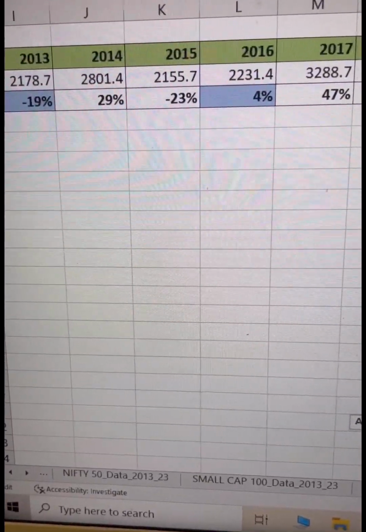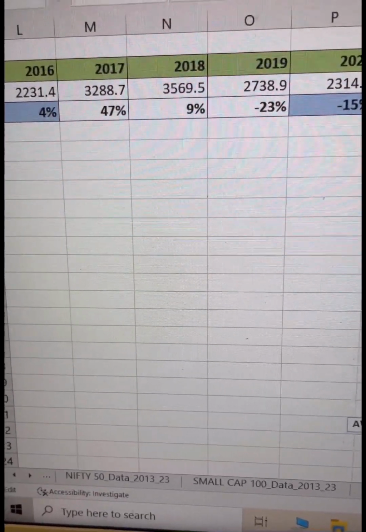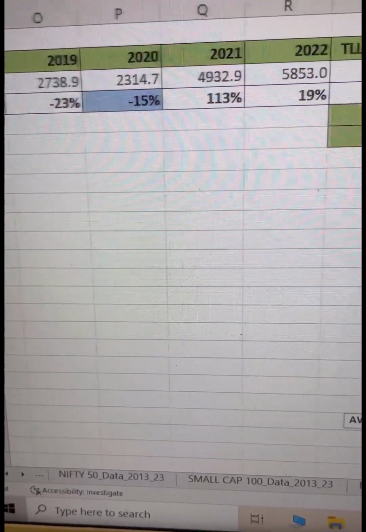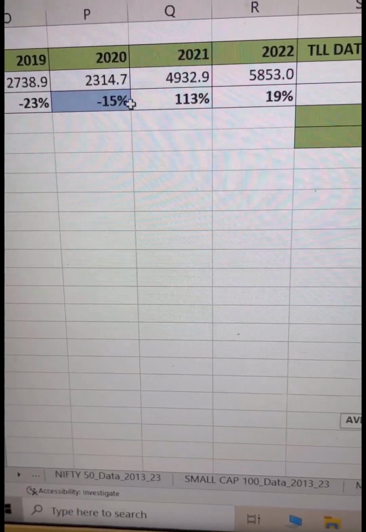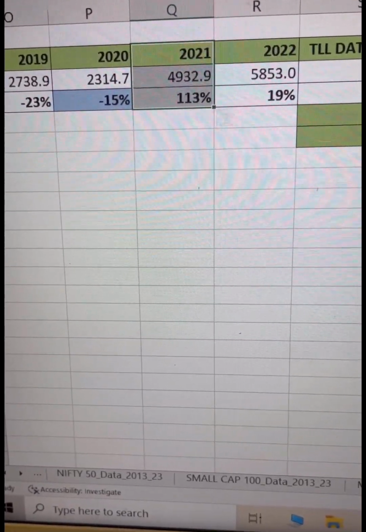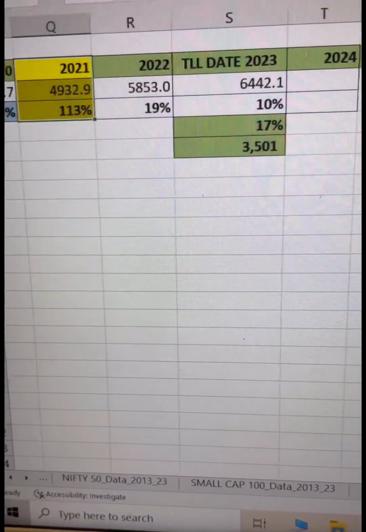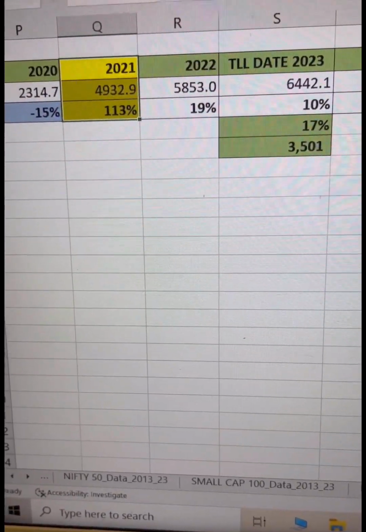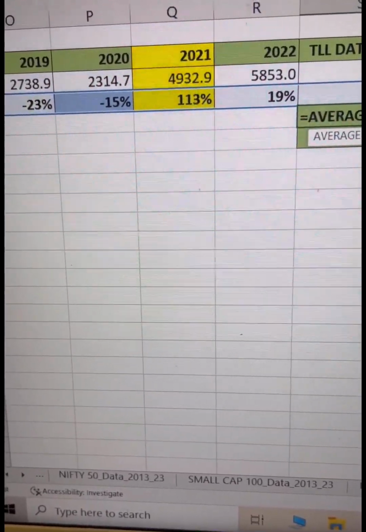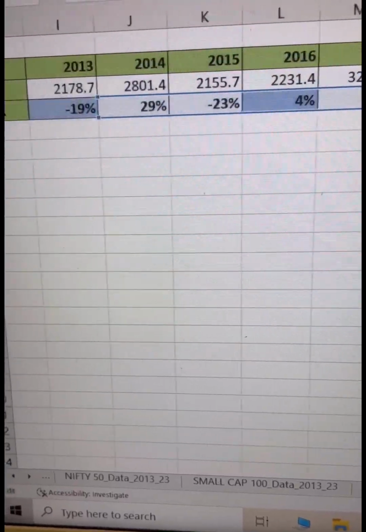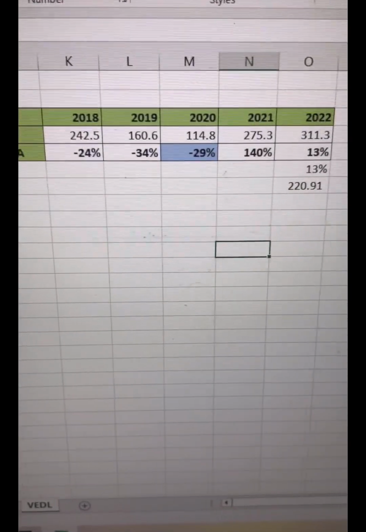We have seen returns from minus 19 to minus 23, then 47% return in 2017, and in 2020 a 15% negative return. Then in 2021 look at the massive return of 113%, which means if you had invested 100 rupees in 2020, it would become 200 rupees in 2021 in just 1 year. The 10-year average gain is 17% annually, which is a very good number. So I must tell you, you should also focus on the metal industry.